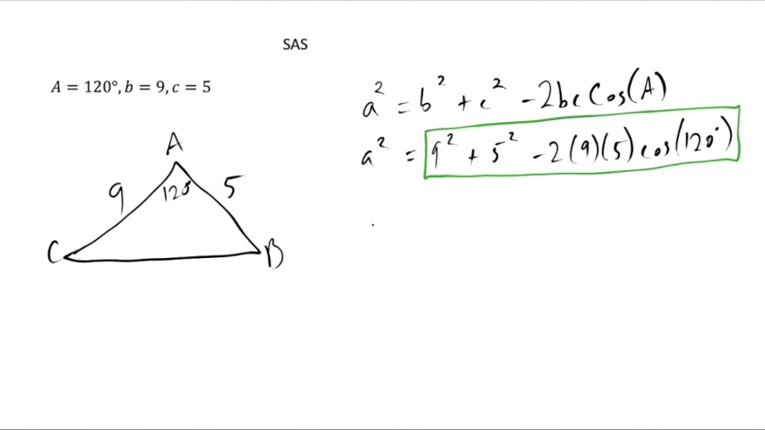So that means that a squared equals 151. I need to solve for a, not a squared, so the only thing I need to do is take the square root of both sides. The squared and the square root will cancel, and I get side a equals 12.29.